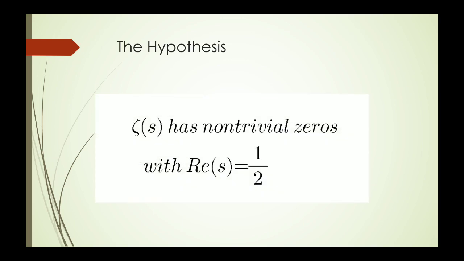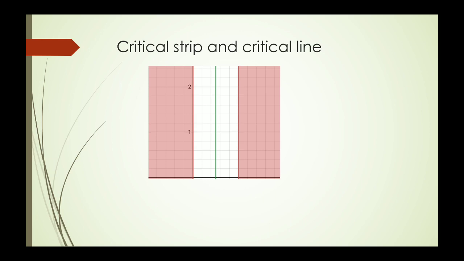Let's understand the hypothesis now. It states that the zeta of S equals 0, or we can say the zeta function of S has the non-trivial zeros with real part of S being half. We get the trivial zeros for the negative even integers, but over here we are concerned with finding the non-trivial zeros. Now let's understand the critical strip and the critical line.